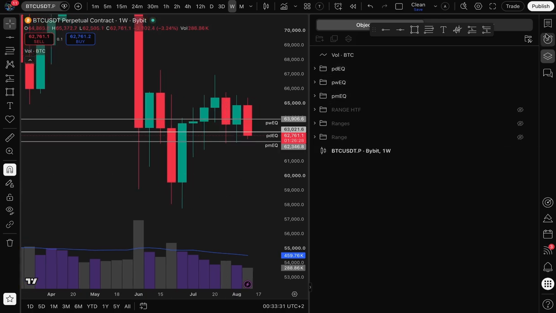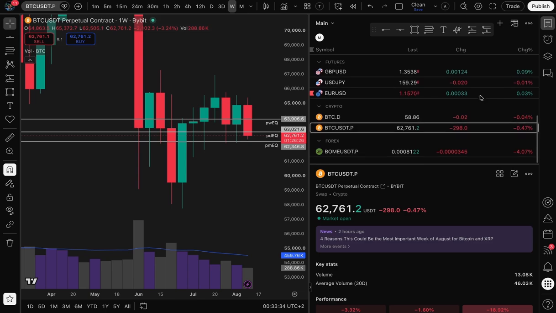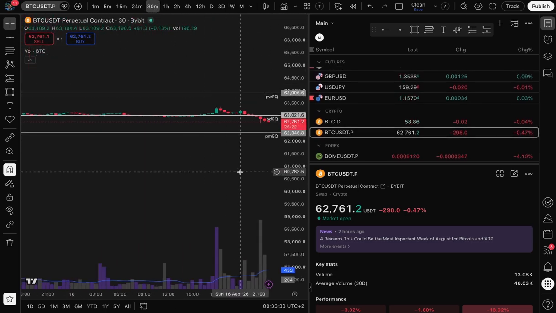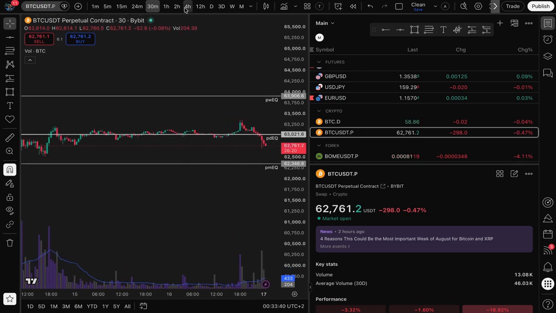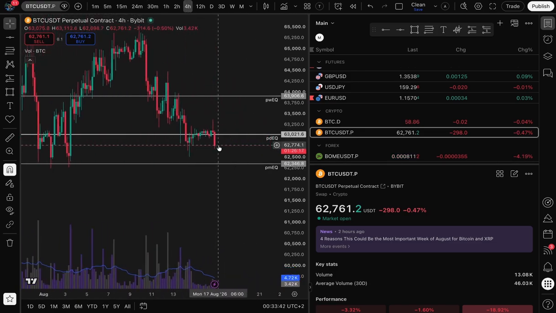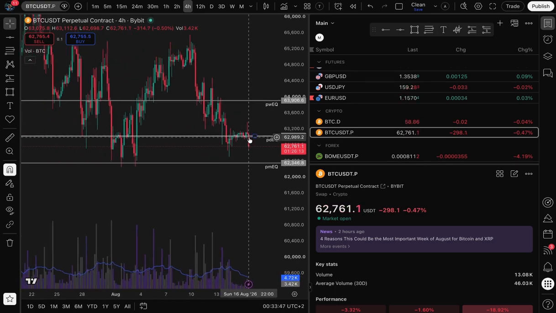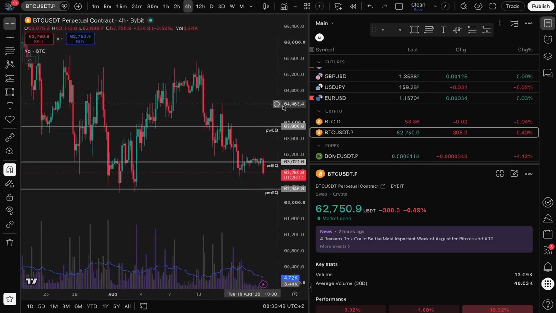So how do I really use these levels? First and foremost, these aren't blind trading zones. These are levels I use for reference. Can both be intraday reference, higher time frame reference, and also sometimes be intraday trading zones.